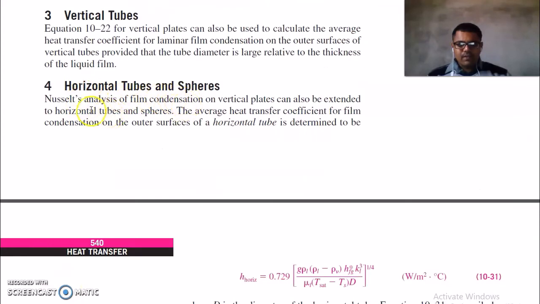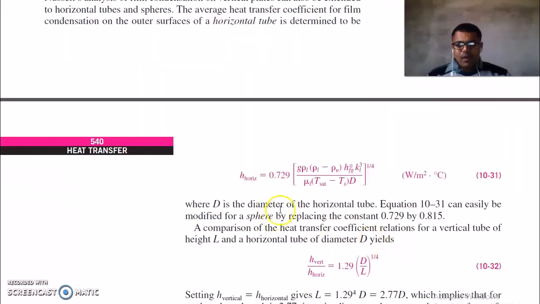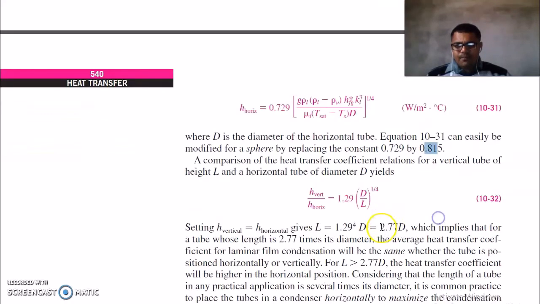Horizontal tubes and spheres. Nusselt analysis of film condensation on vertical plates can also be extended to horizontal tubes and spheres. The average heat transfer coefficient for film condensation on the outer surface of a horizontal tube is determined to be this, where d is the diameter of the horizontal tube. The equation can easily be modified for a sphere by replacing this constant by this value.